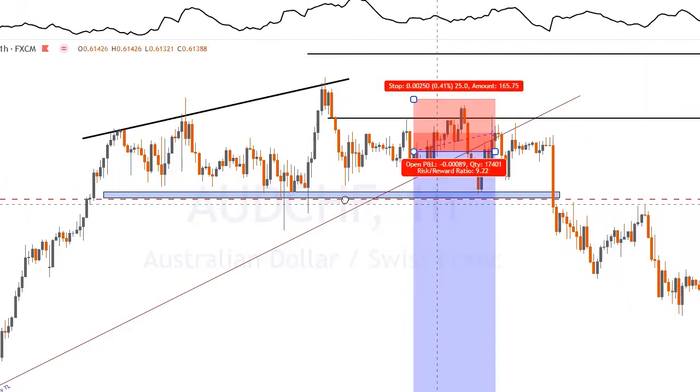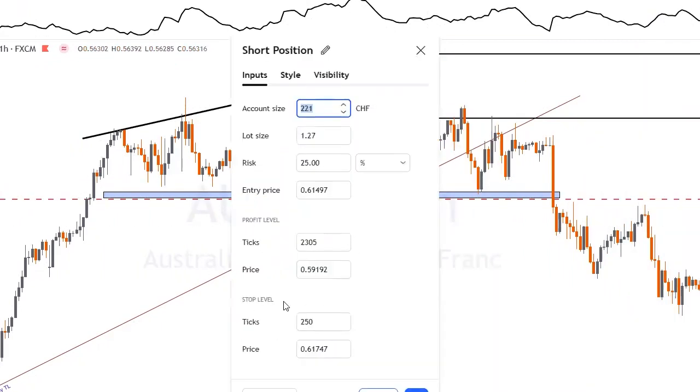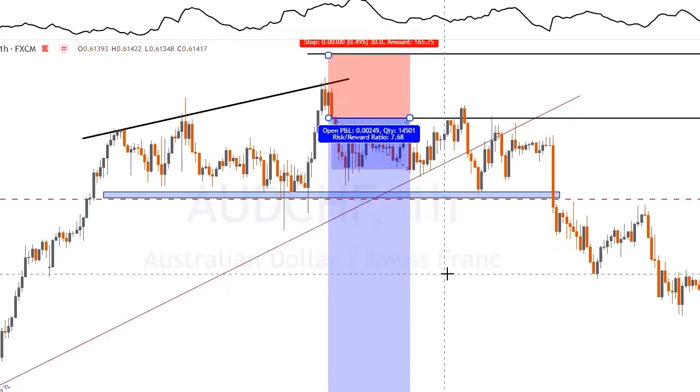So I bring my tool back here, I double click on it, I come to stop level, and I put 30 pips. 30 pips is 300 points, and this tool is calculated in such a way that you input the figures in points. So this is 30 pips.